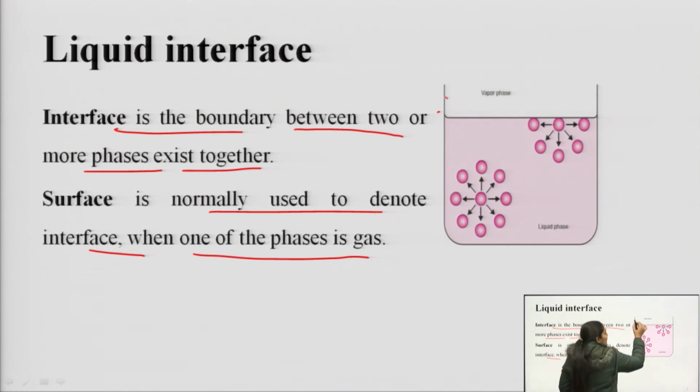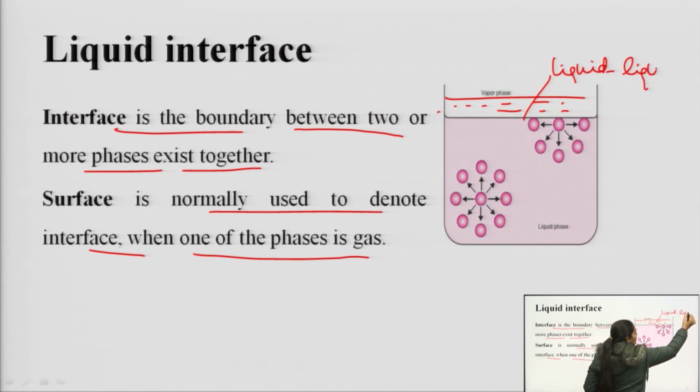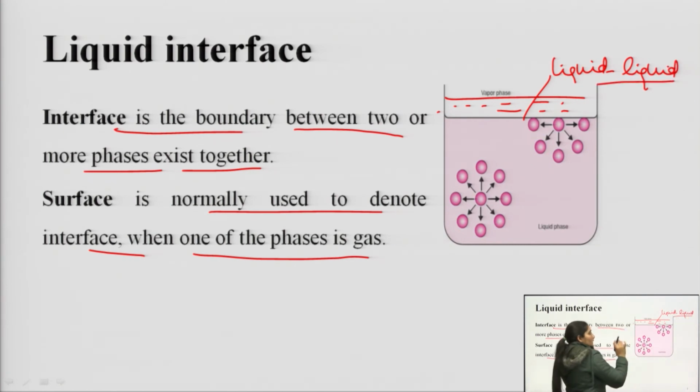Okay. If there is another liquid, then this will be called a liquid-liquid interface. If there is a vapor phase or there is gas present on this, then it will be called the surface. Okay. And if there is another liquid present, then the boundary that exists between two liquids will be called the interface. Okay. So, interface is the boundary that exists between two or more phases, and surface is used to denote the interface when one of the phases is gaseous.